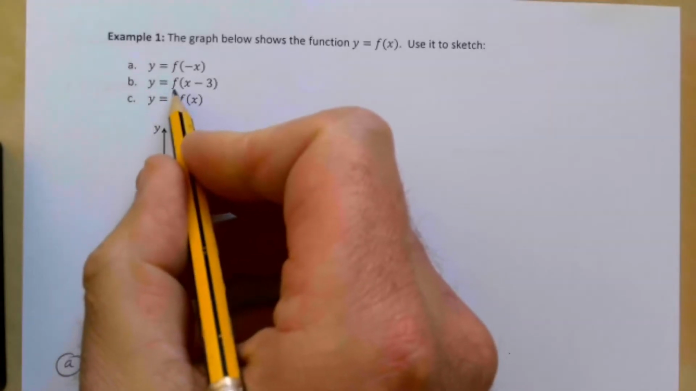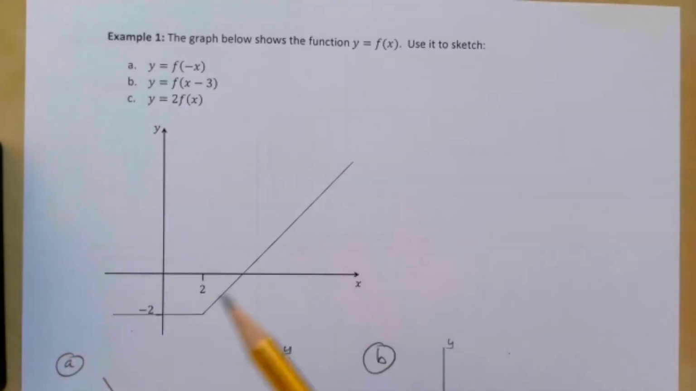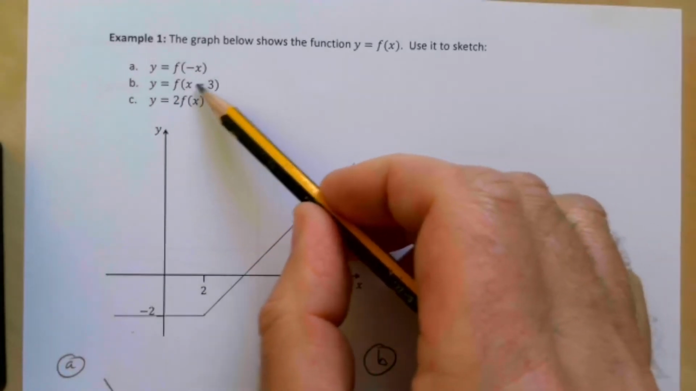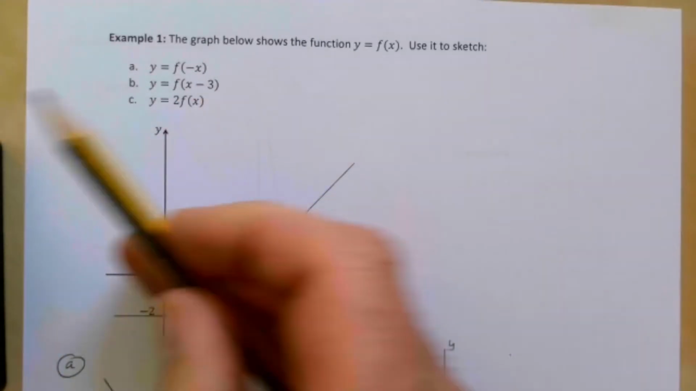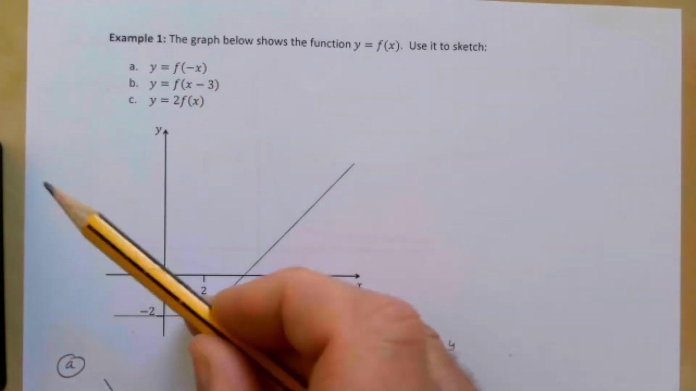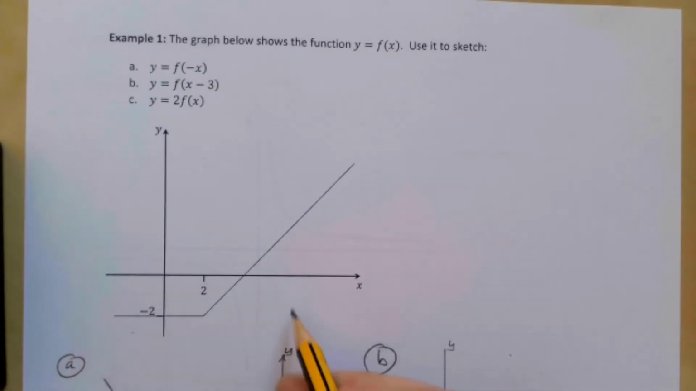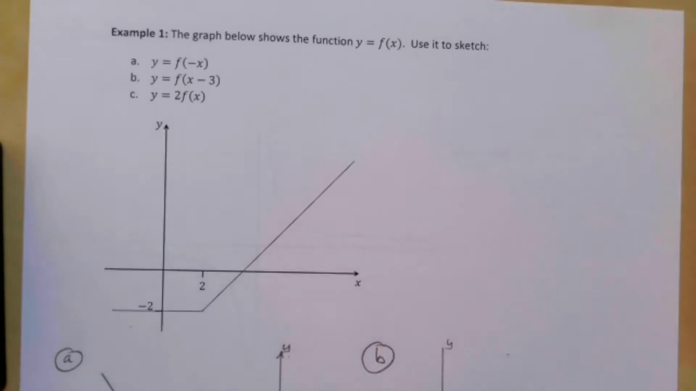Part B, y equals f of x minus 3. So that's going to be the same graph, and remember this here is still inside the bracket, so it's affecting things this way here, and that's going to move everything to the right by 3 spaces. So this point, which is currently 2, minus 2, is going to turn into 5, minus 2. Everything else is the same shape.